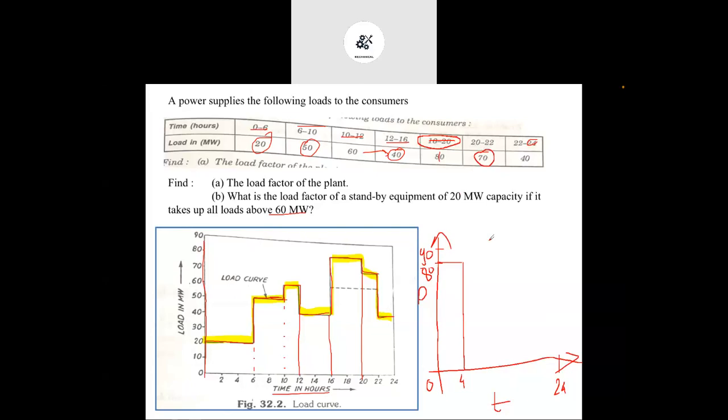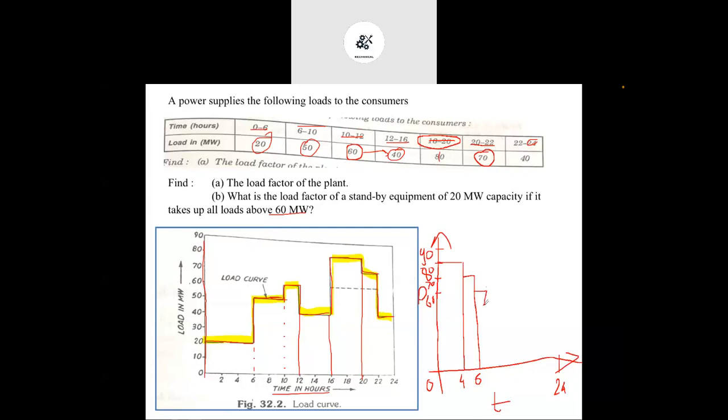Next, what is the maximum value less than 80? That is 70. As we know, in the load duration curve we rearrange the load in descending order, so the highest demand comes first and then we plot down to the lowest demand. There is a 70 megawatt requirement only from 20 to 22 hours, so only for 2 hours we require 70 megawatts. So from 4 to 6, for 2 hours, we require 70 megawatts.